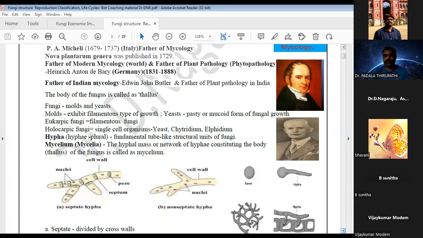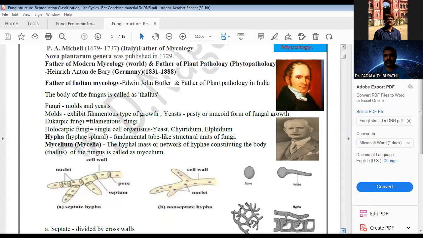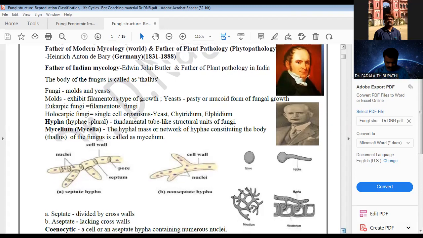The basic structural unit of the fungi is the hypha. The hyphal network structure is called mycelium. Usually most of the fungi have mycelium. The study of fungi having these mycelial structures is called mycology.